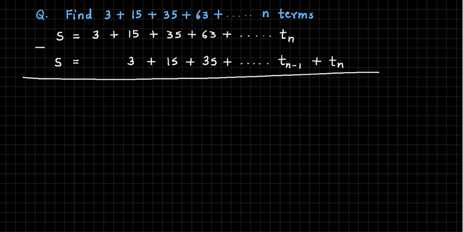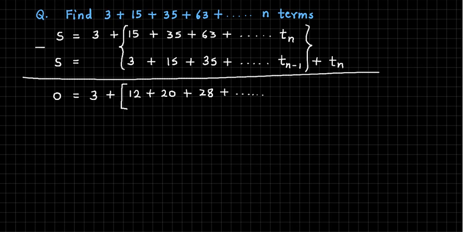Why are we subtracting? Because we have observed that the differences are steadily increasing. So on the left-hand side we get S minus S, which is 0, equal to the first term 3 as it is, plus, in this portion, whatever differences we get: 15 minus 3, the difference 12, plus 35 minus 15, that is 20, plus the next difference 28 and so on.